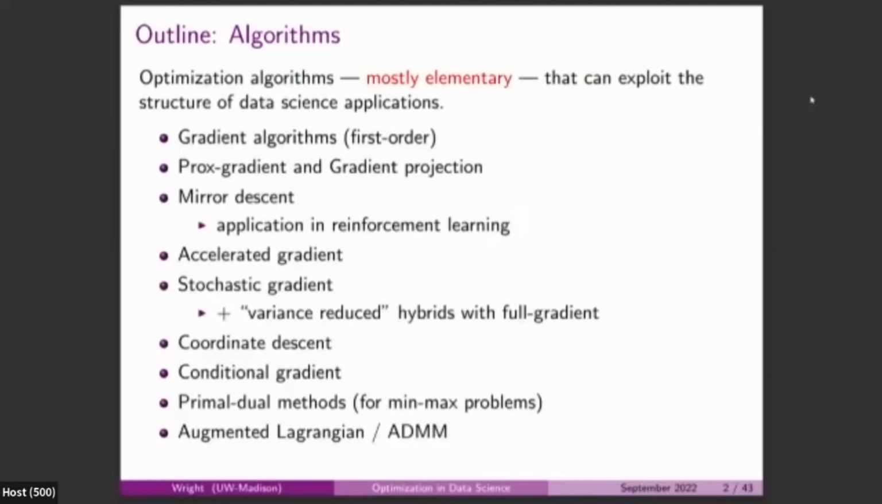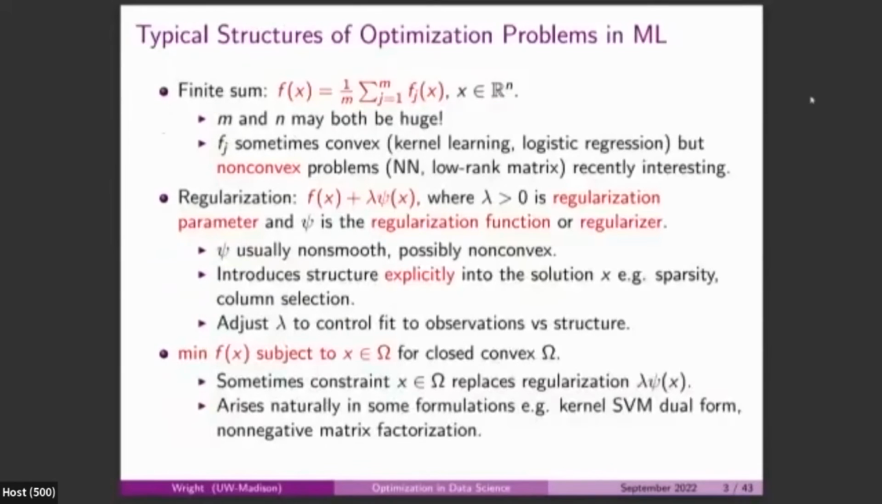So: gradient algorithms, and their extension to prox-gradient, which are cases where you've got non-smooth regularization functions. I'll say a little bit about mirror descent, which is interesting in reinforcement learning. Nesterov's accelerated gradient methods, which everyone knows about. Stochastic gradient, which is probably the most widely used optimization method in ML. Coordinate descent, conditional gradient, also known as Frank-Wolfe, and primal-dual methods. So we'll see how far we get here. I'll start my stopwatch again.